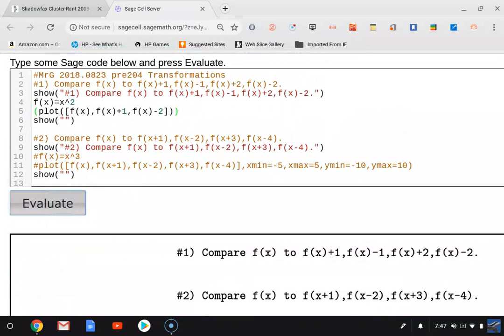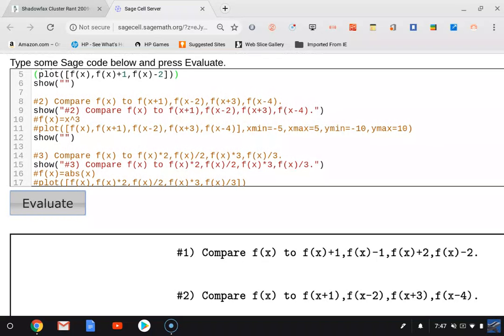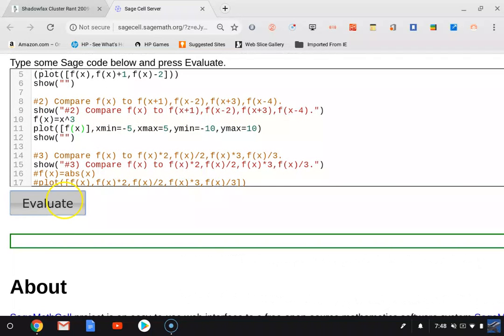Number 2, what happens if we add or subtract from the x values? So f of x plus 1, f of x minus 2, that kind of thing. Let's make our mother function y equals f of x equals x cubed, and let's plot f of x. Again, I'm just going to graph f of x itself, and then we'll add 1 or subtract 2, whatever it is, from the x values. So evaluate.